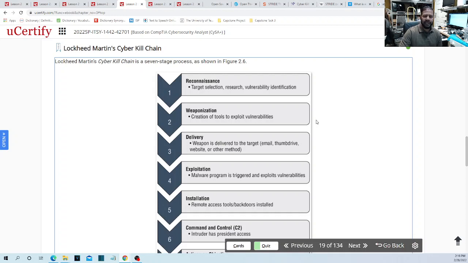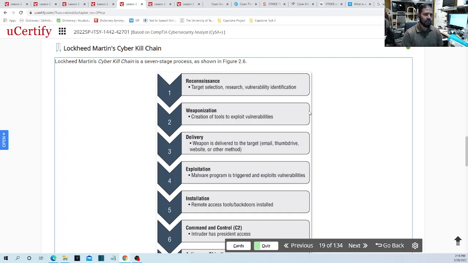And then the second step is weaponization. They have done reconnaissance, and now they want to create the virus, the code they are going to execute to hack into your machine. That creation of the software code, that virus or malware, is the weaponization. That's number two. Number three, now that they have created the virus, they want to send it to your machine. That is the delivery.